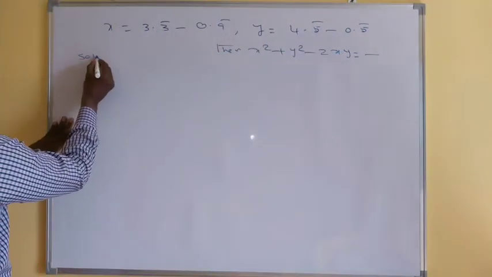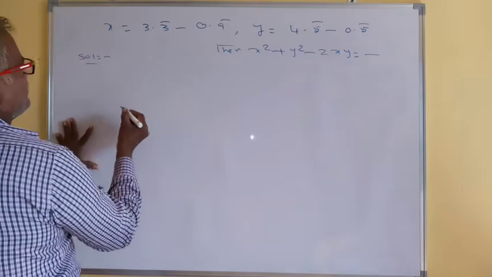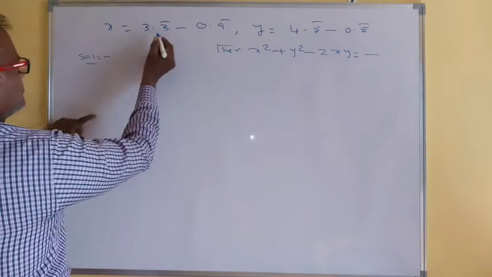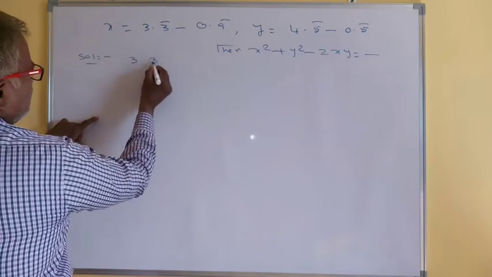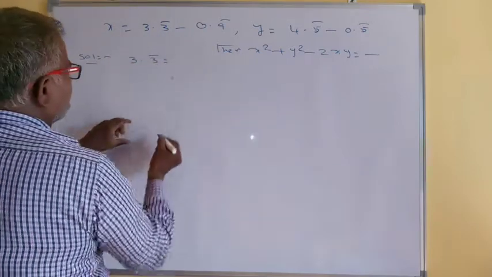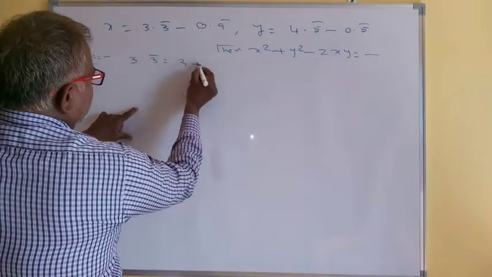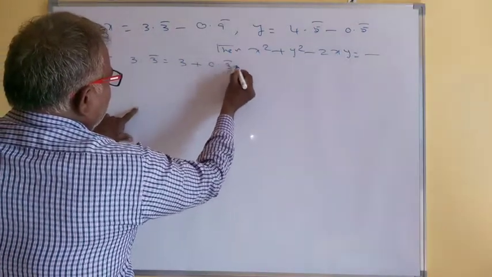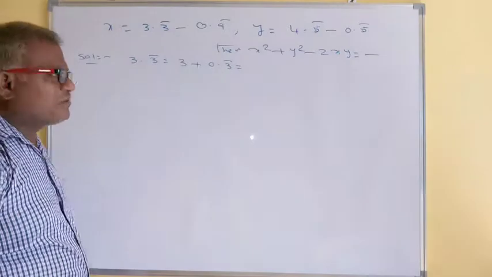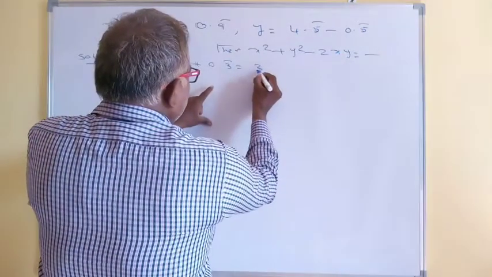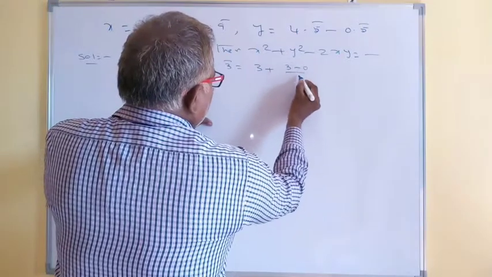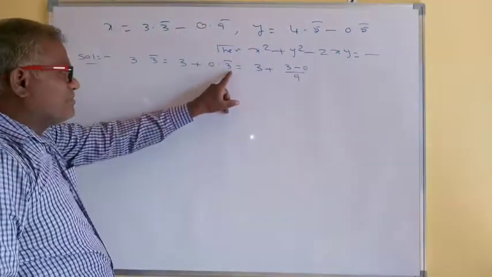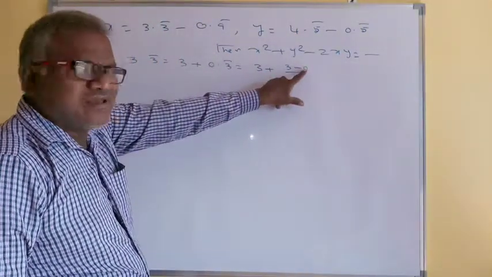Okay. You see, first of all, you should simplify this one. 3.3 bar. So what you have to write? 3 plus 0.3 bar. Now this you can write 3 plus 3 minus 0 by 9. Only complete number minus non-repeating digit.